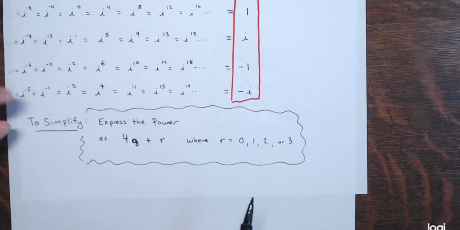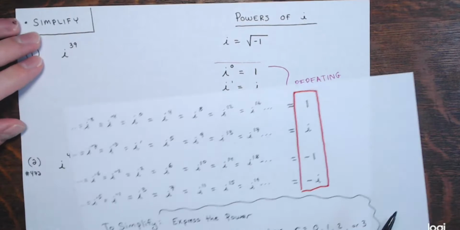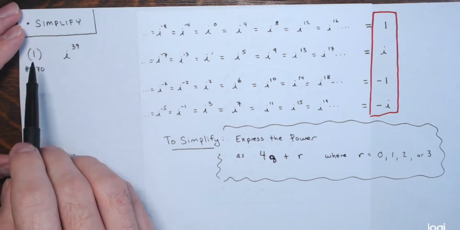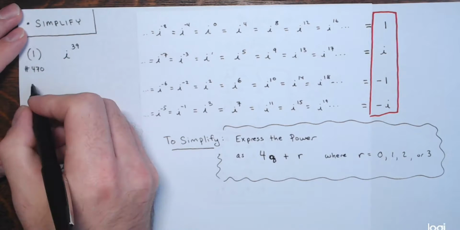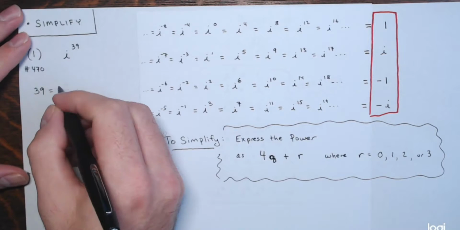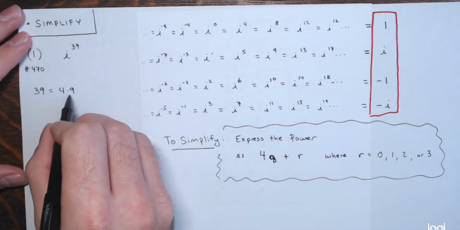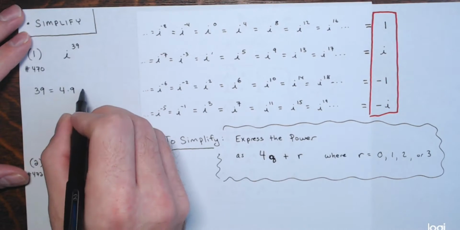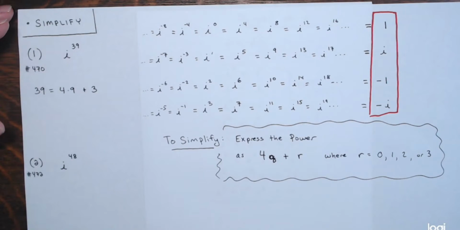Okay, so let me show you what I mean with this. All right, so back to the actual question 1 here. We're asked to simplify i to the 39th power. Well, 39, this is 4 times 9, right? That would be 36. 4 goes into 39 9 times, plus 3. Right? 4 times 9 plus 3.